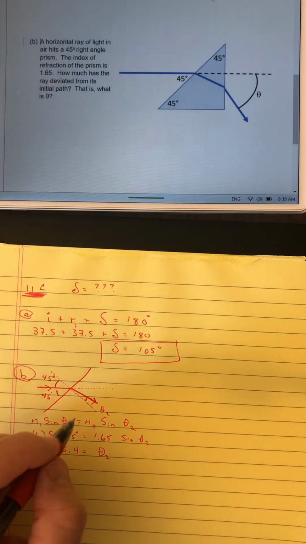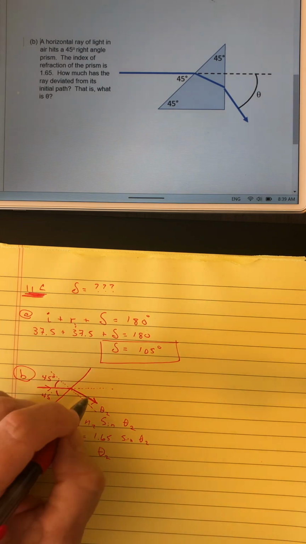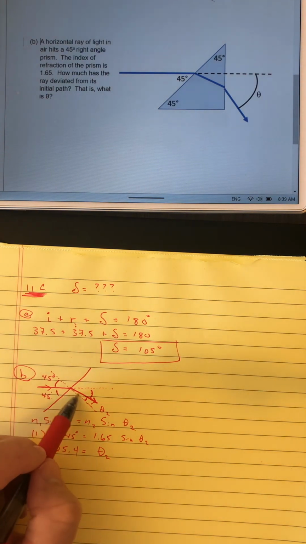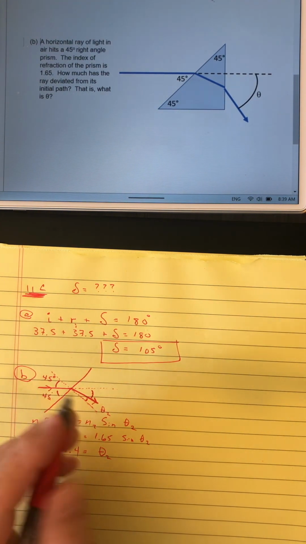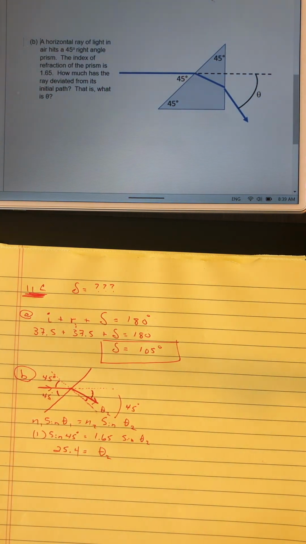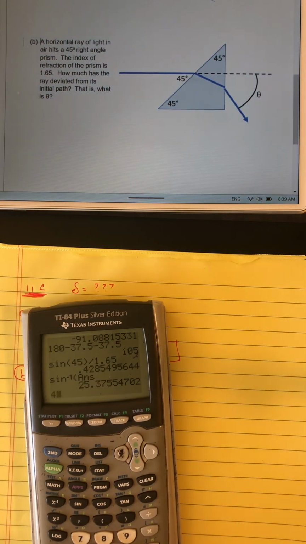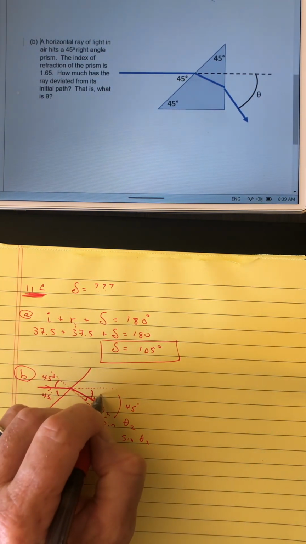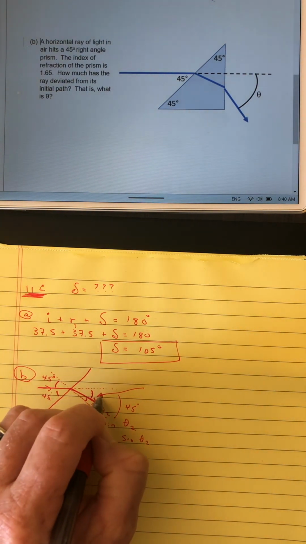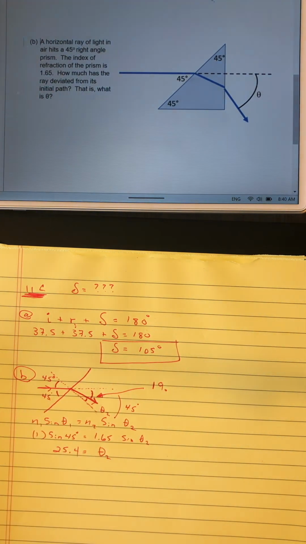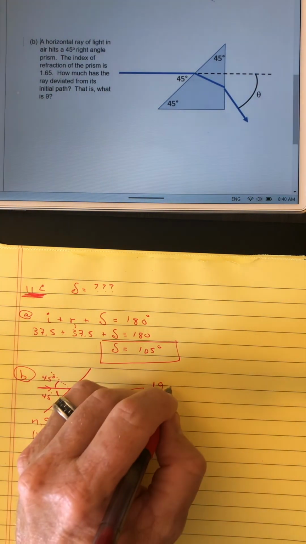And of course, the reason that's important is because that tells me how much it already bent. So remember, here's the normal, and here's straight through. That would have been 45 degrees, and so this whole thing here would have been 45 degrees. So if I take 45 and I subtract that, this angle right here, the amount of bending it did at the first interface, is going to be 9.6.